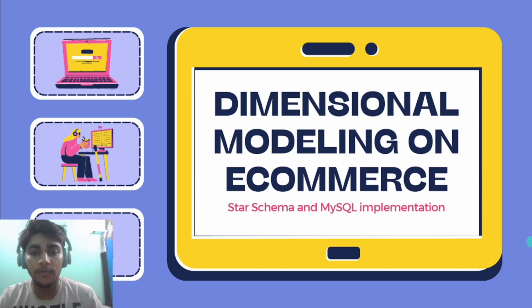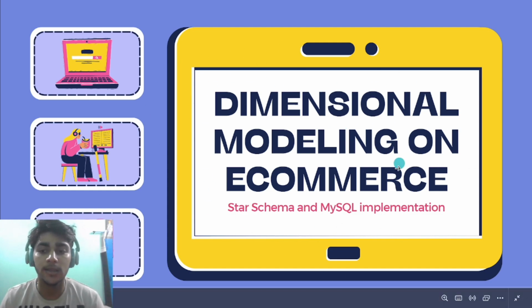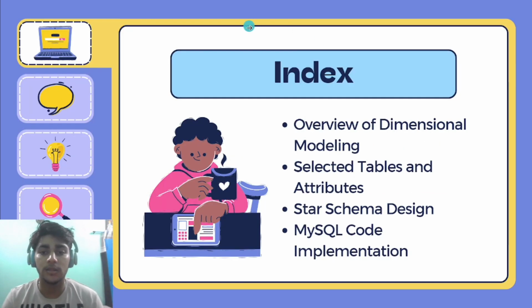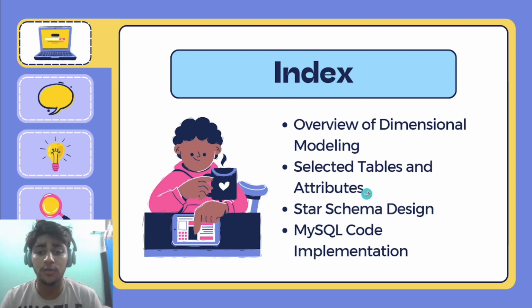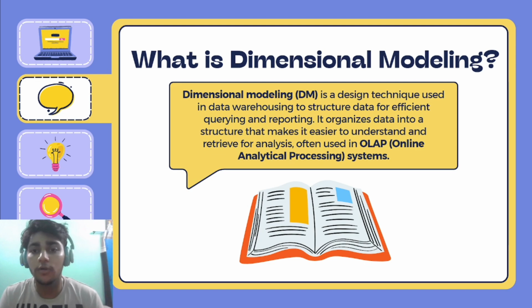We will be covering this topic of dimensional modeling by taking an example on e-commerce, and our star schema will be implemented using MySQL. So let's see what our index is. We will first take an overview of what dimensional modeling is. Then we will talk about some tables and attributes which will be used, and then we will design a star schema, and at last we will see the MySQL code, like how we are making those tables. So let's first talk about what dimensional modeling is.